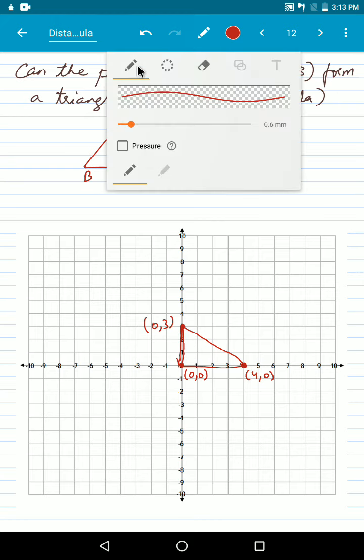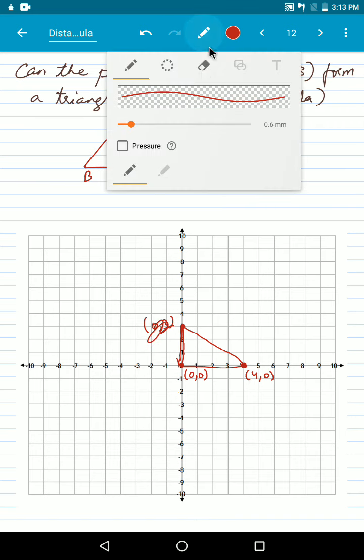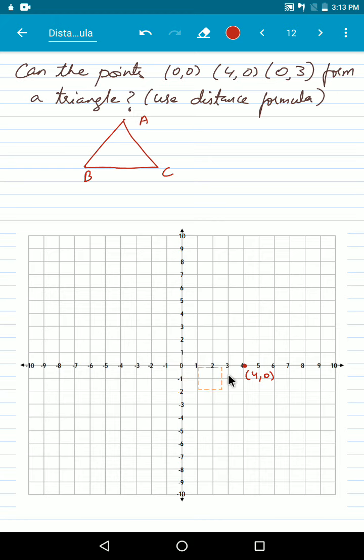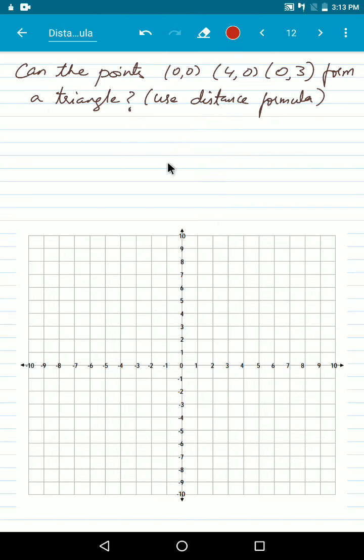So what should be the answer? Can the points form a triangle? Yes, the points can form a triangle. Let us use distance formula and verify. Let us rub this also.